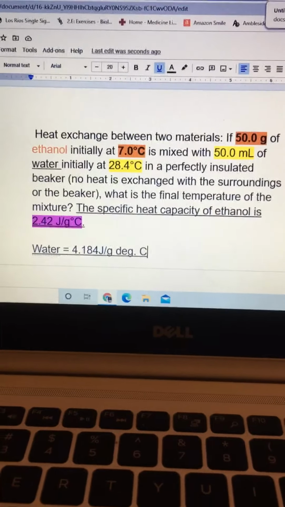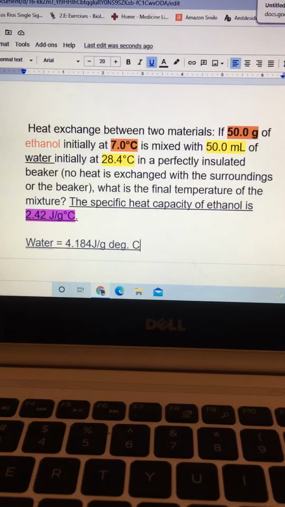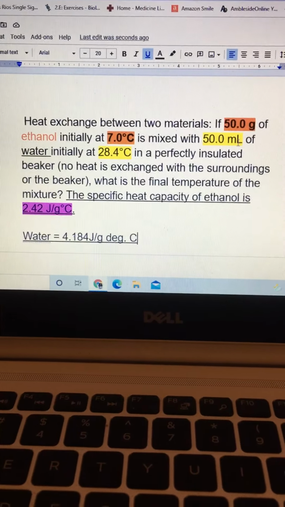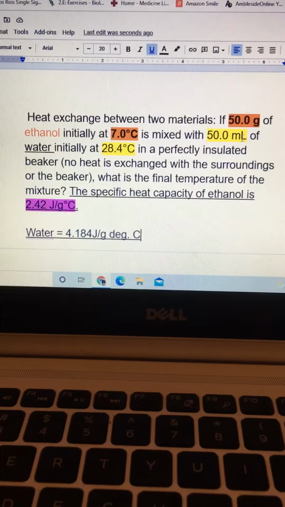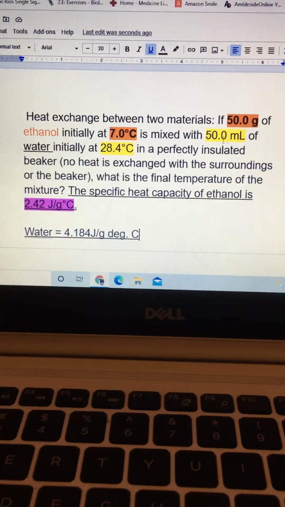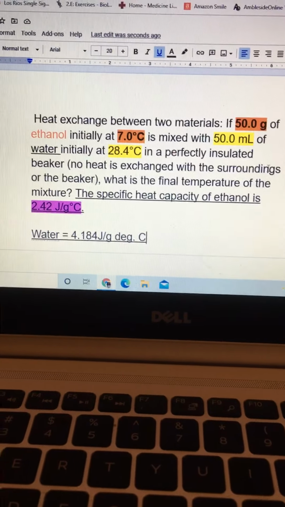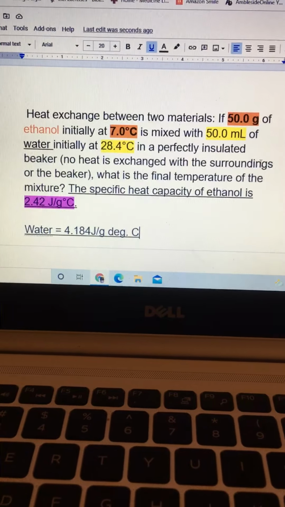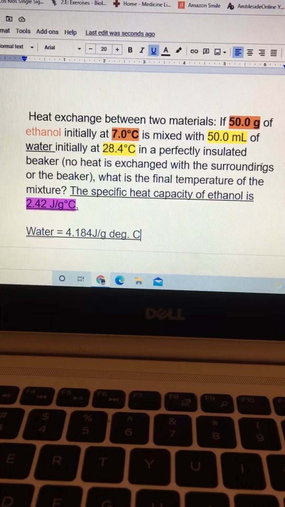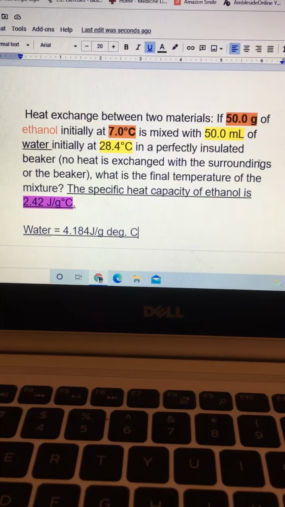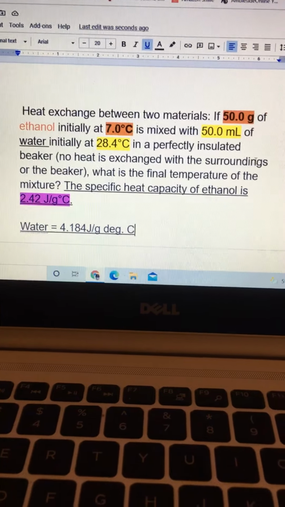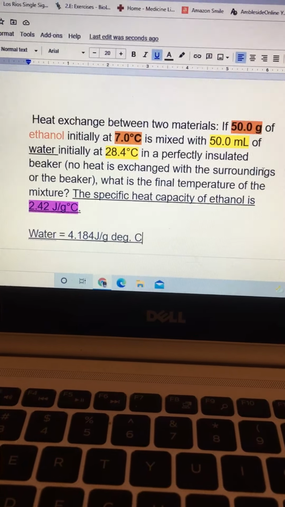This is discussion 5, number 2, heat exchange between two materials. If 50 grams of ethanol initially at 7 degrees Celsius is mixed with 50 mils of water initially at 28.4 degrees Celsius in a perfectly insulated beaker, what is the final temperature of the mixture? The specific heat capacity of ethanol is 2.42 joules per gram degree Celsius.